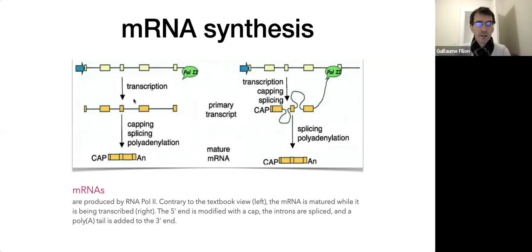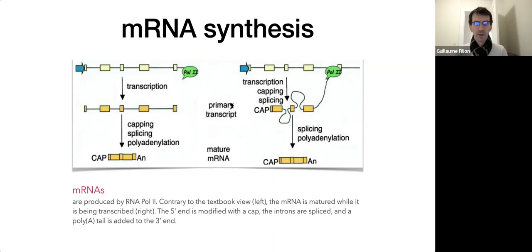So in reality, it's not really the way it happens. The way it happens is that it's all together at the same time. You've got transcription, and while you get transcription, as soon as possible, the introns are removed. The molecule is not finished, the RNA is not finished, and it's already been spliced in the 5'. That's co-transcriptional.